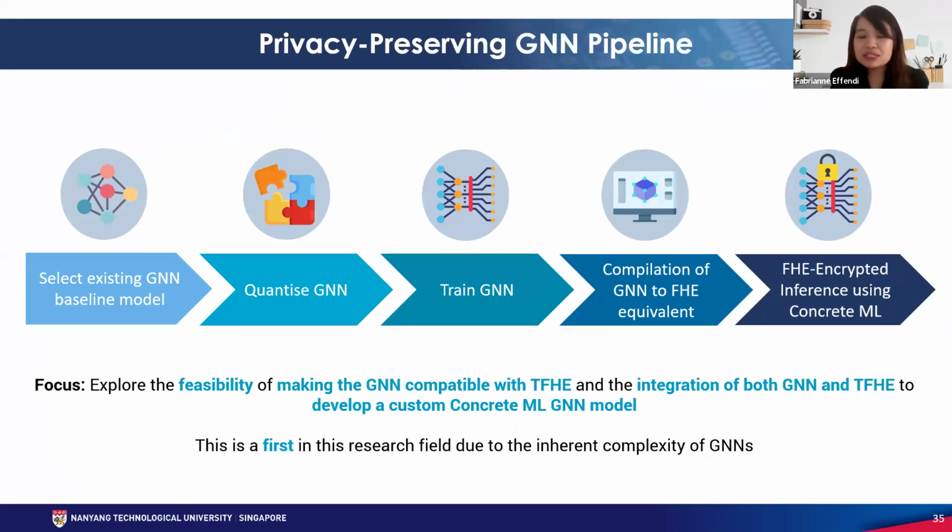So now I'll be diving into the second pipeline, the GNN, graph neural networks pipeline. For this pipeline, the focus is to explore the feasibility of making it compatible with fully homomorphic encryption, a challenge that has been little explored due to the inherent complexities of GNNs. The process involves selecting a GNN baseline model, quantizing it to ensure FHE compatibility, training, running using Concrete ML, and then optimizing parameters and the architecture.